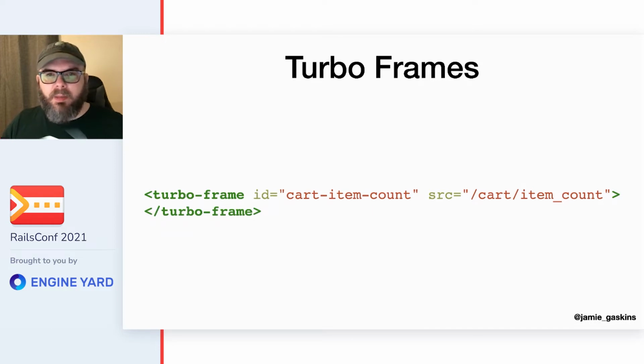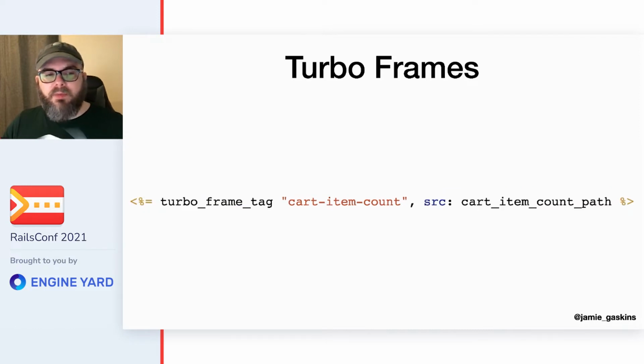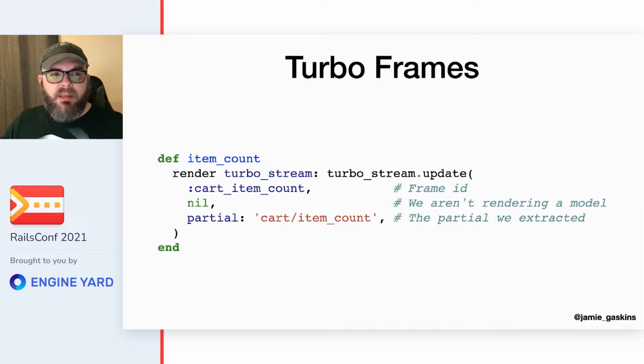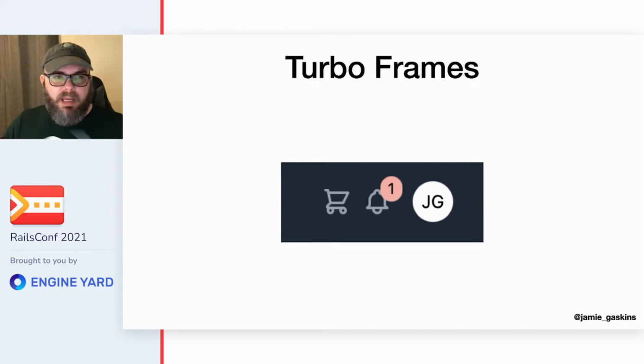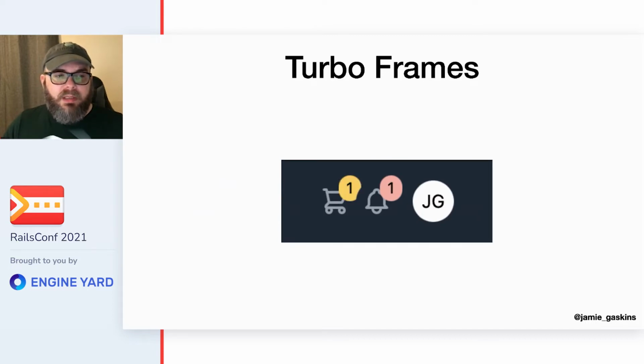As long as the HTML response from the server contains a turbo frame element with a cart item count ID, Turbo will insert its contents into this element. Rails also provides this helper method if you'd like to use that instead of an actual HTML tag. And when we add this action in our cart controller, it will respond to the request referring to the partial that we extracted the content for. And so when we see this on page load for our cart, we see this after that secondary request returns.